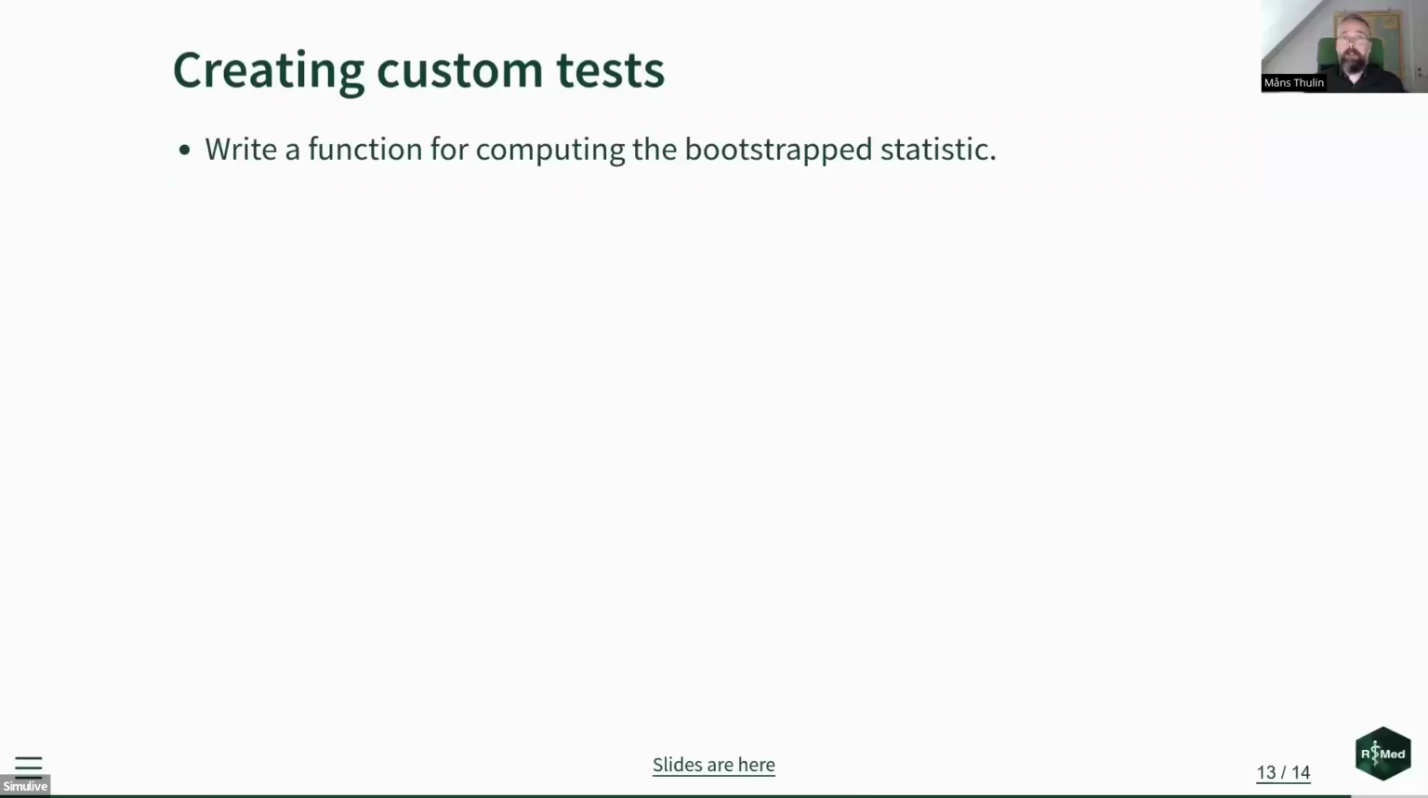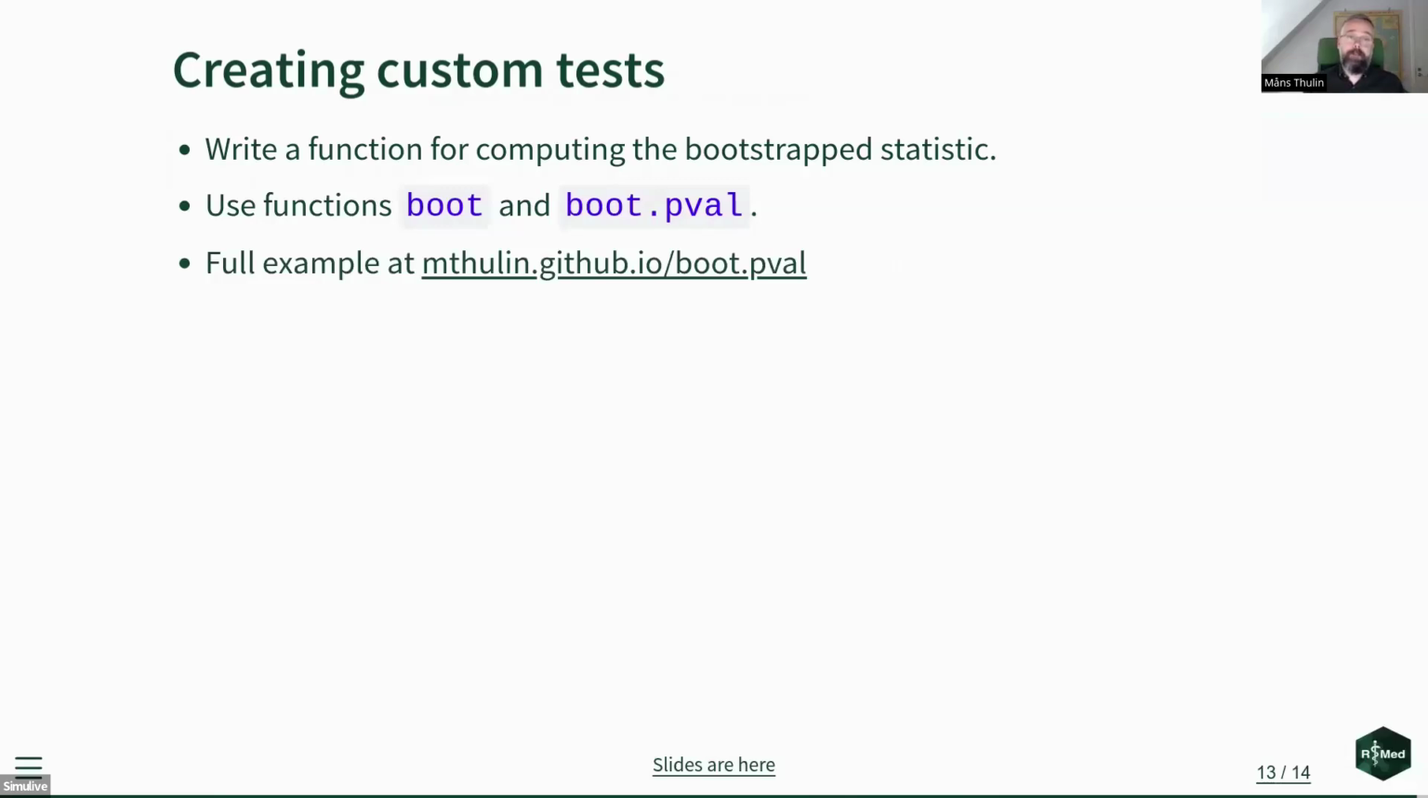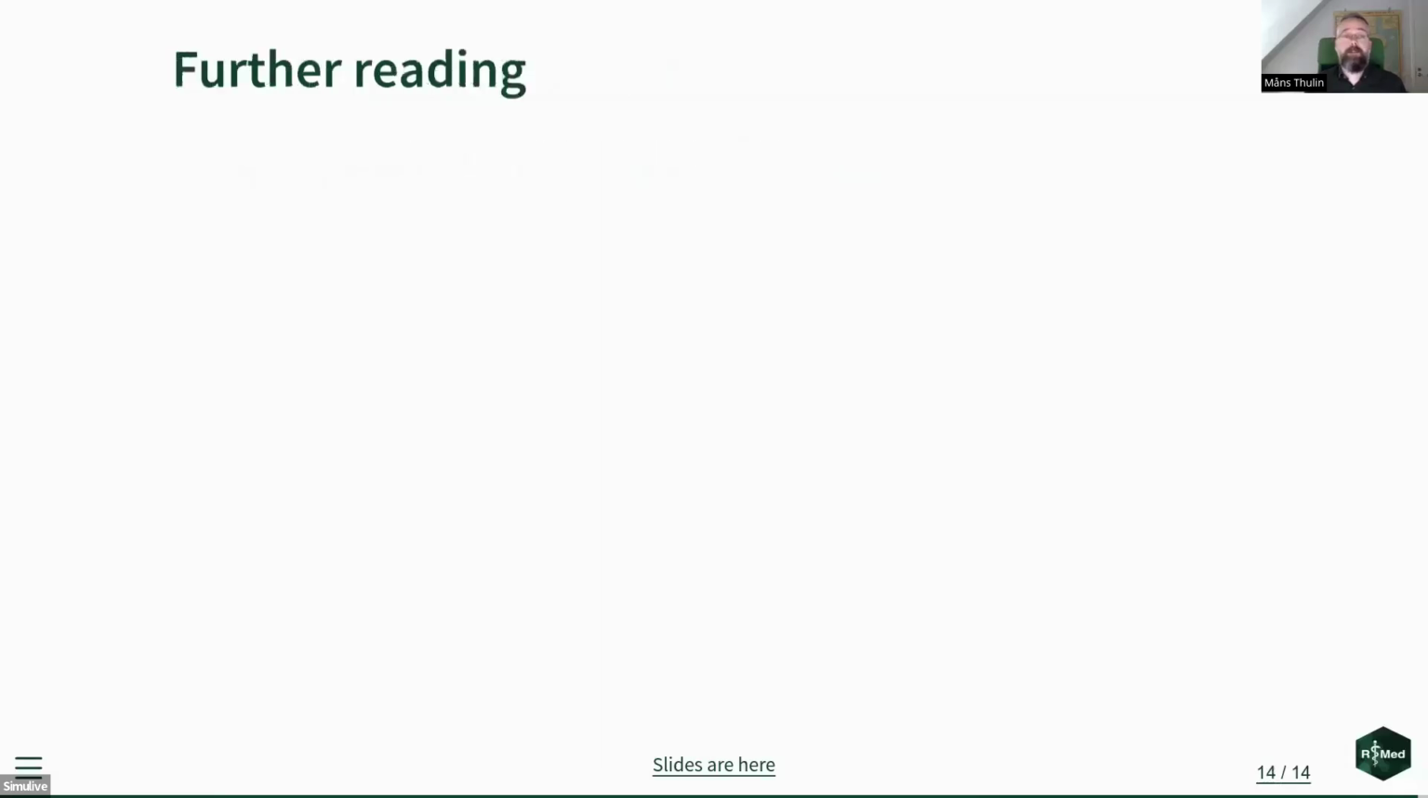That involves writing a function for computing the Bootstrap statistic. So you write that function, you define how the statistic is computed for your Bootstrap sample. Then you use the functions boot and boot.pval to first run the bootstrapping step and then compute the p-value from that and get a confidence interval that's in line with the p-value. A fully worked example of this is found in the documentation for the package. So if you want to learn more about how to do this or learn more about the package, I recommend that you have a look at the documentation. It contains plenty of examples.